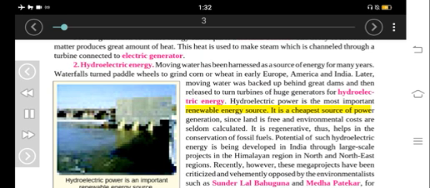It is the cheapest source of power generation, since land is free and environmental costs are seldom calculated. It is regenerative, thus, helps in the conservation of fossil fuels. Potential of such hydroelectric energy is being developed in India through large-scale projects in the Himalayan region in north and northeast regions. Recently, however, these megaprojects have been criticized and vehemently opposed by the environmentalists, such as Sundar Lal Bahuguna and Medha Patkar.